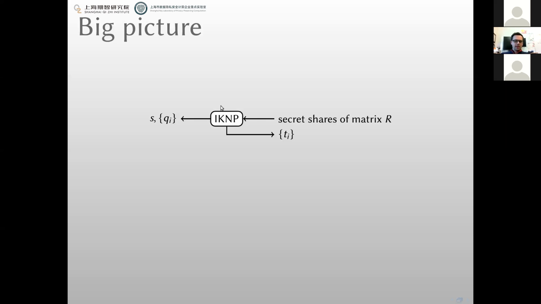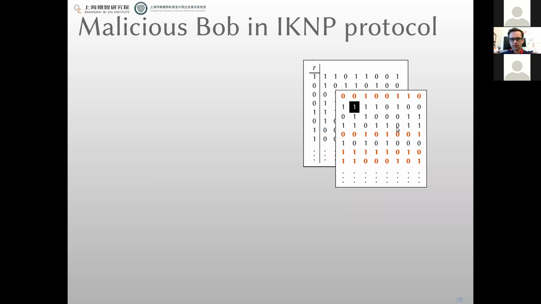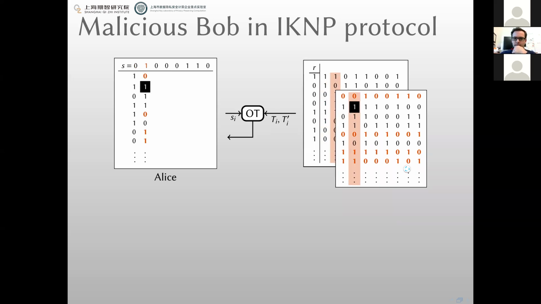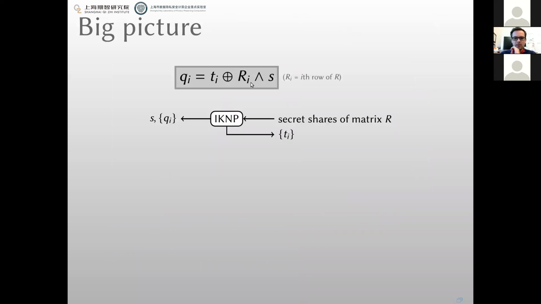So in IKNP, Alice learns these Q strings. Those are the rows of Alice's matrix. And Bob learns all these T values. And he also chose some secret shares of a matrix. So what I mean is, in this attack, his inputs were like secret shares of this matrix. The rows are supposed to be all zeros or all ones. But when he cheats, he can secret share any matrix that he wants. Okay. So now if we work through what happens here, the relationship between Alice's Q and Bob's T is like this.